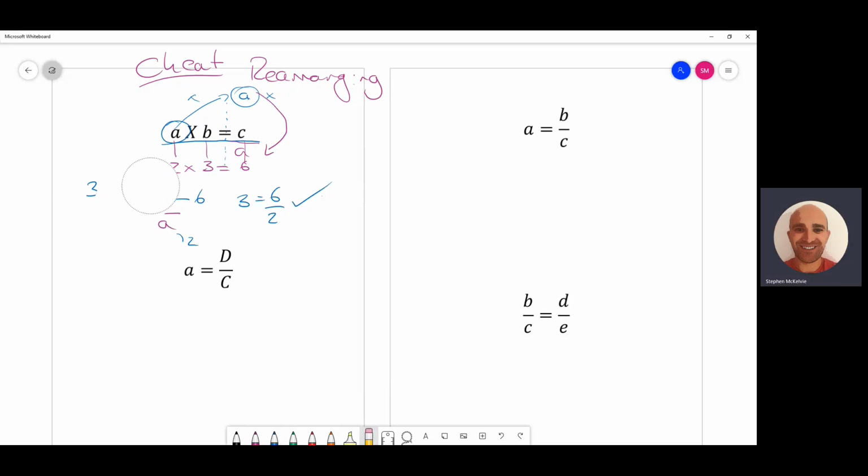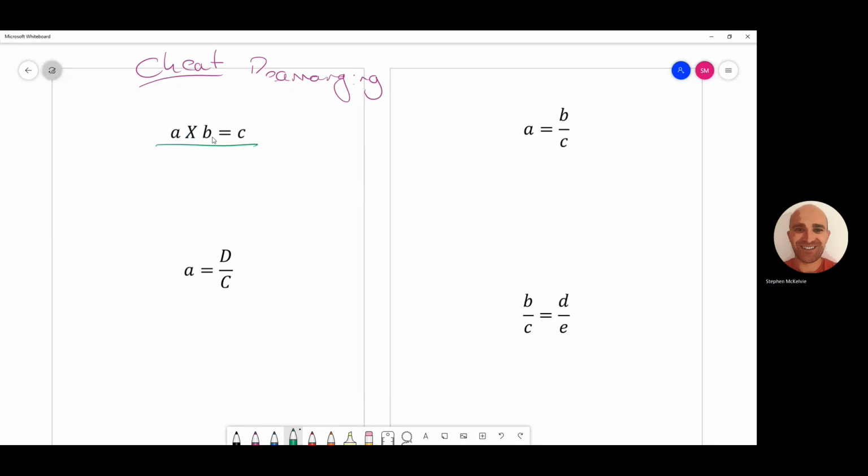I'm going to do that again, except this time I'm not going to do it for B. I'm going to do it for A. And I'm just going to draw my line, my imaginary dotted line. I want to find out what A is equal to without B being beside it. So I move B to the other side of the equals sign, and then to the other side of the line. B is now underneath C. So my rearranged equation, A is equal to C divided by B.